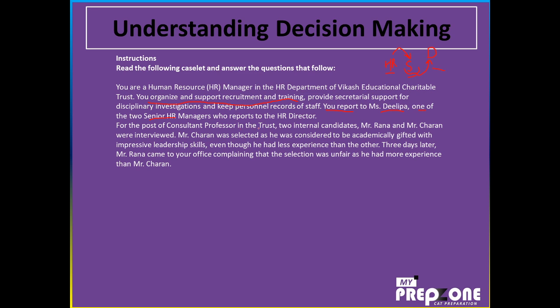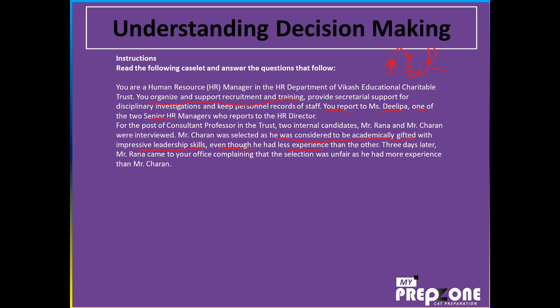For the post of consultant professor in the trust, 2 internal candidates were interviewed. One person was selected. Why was he selected? Because he was considered to be academically gifted. Now, this is something which is given. He had impressive leadership skills, even though he had less experience than the other. Which means Mr. Charan was selected through a proper process because he was academically gifted and he had impressive leadership skills. But he had less experience. That means they valued the academics and impressive leadership skills more than the experience.